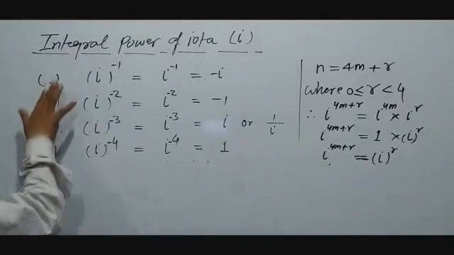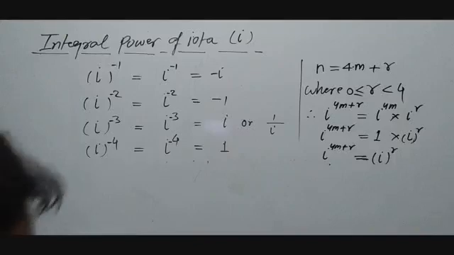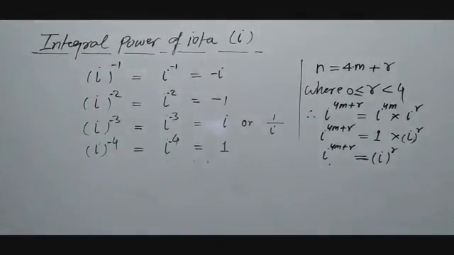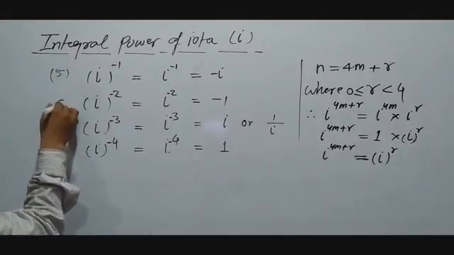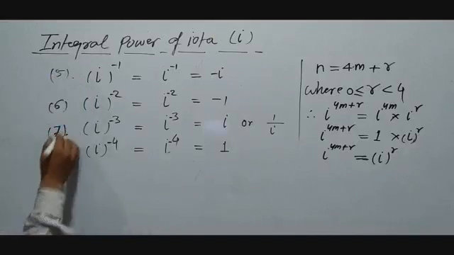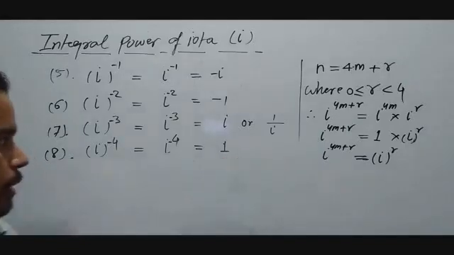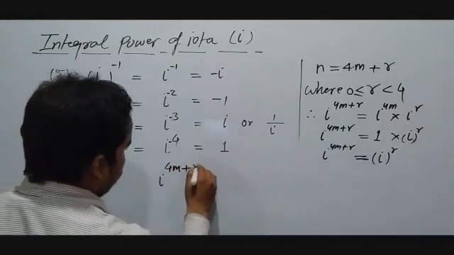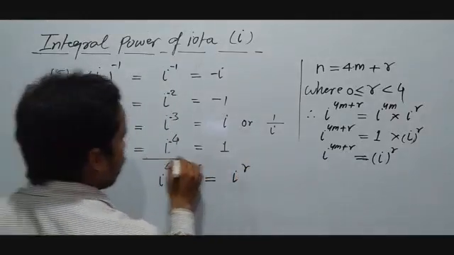Now this number changes. This is the fifth part, 6th point, 7th point, and 8th point. Now from this format we can write i to the power 4m plus r, we can write i to the power r only.